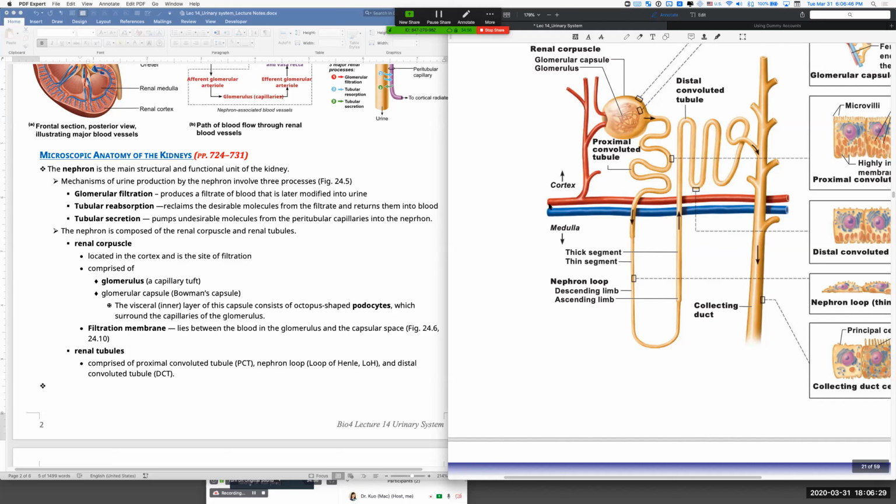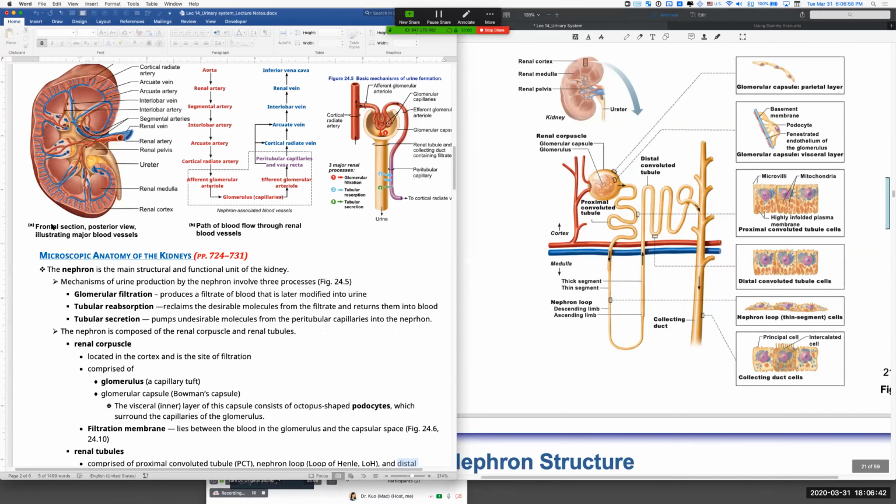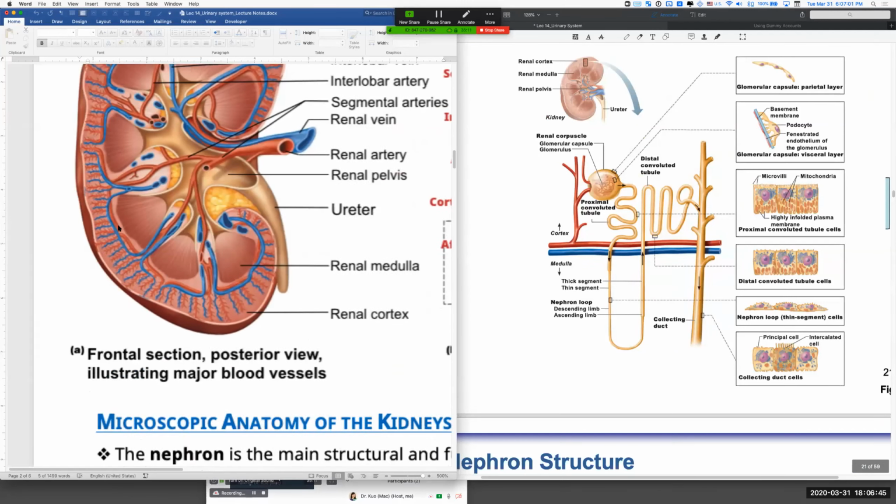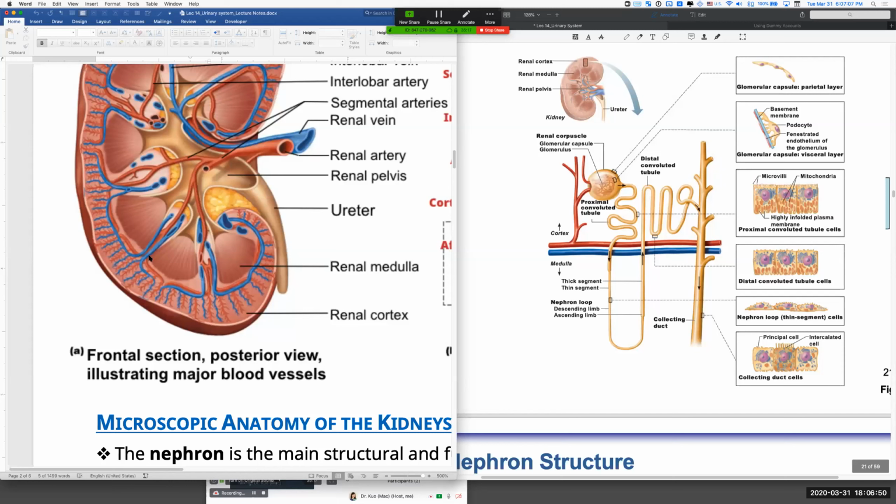So notice where these tubules are located. If this portion is the renal cortex and below this junction is the renal medulla, looking at the kidney, this portion is where we see the renal corpuscle, as well as the proximal convoluted tubule and distal convoluted tubule located. And the loop of Henle, or nephron loop, you would expect to dip down into the renal medulla.